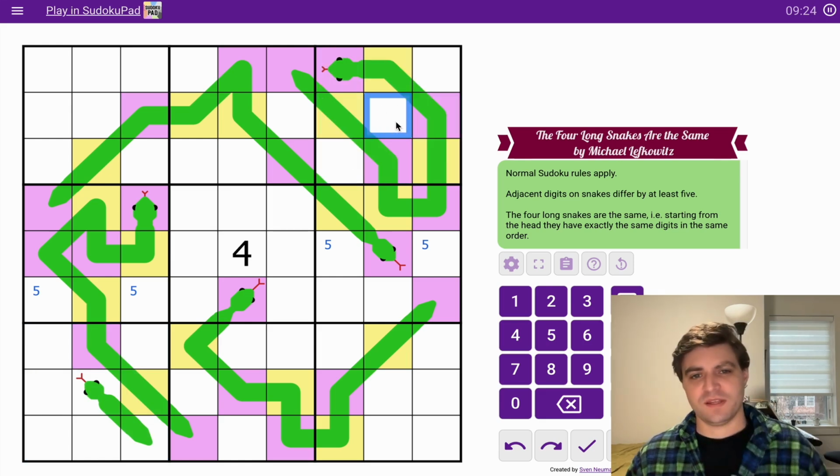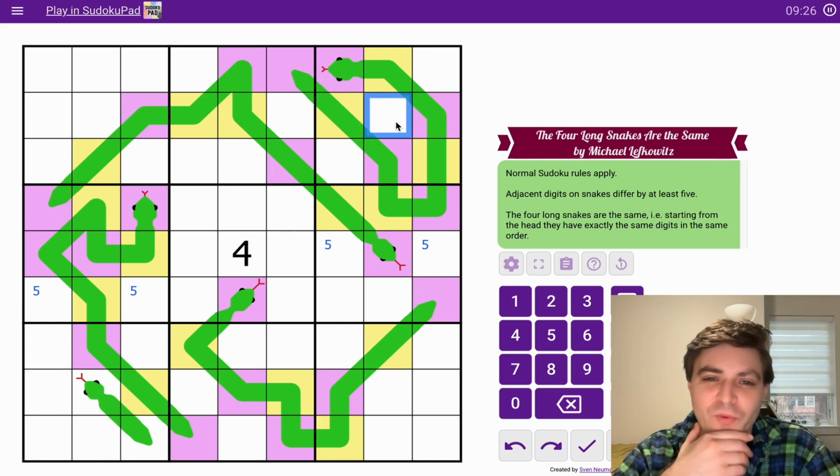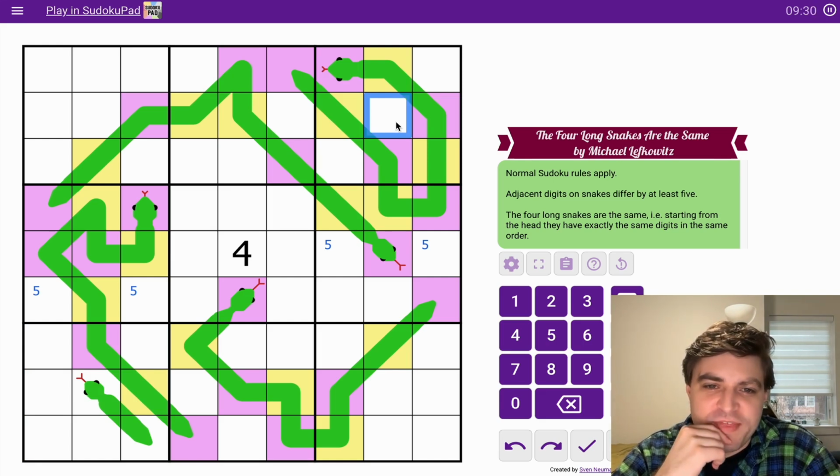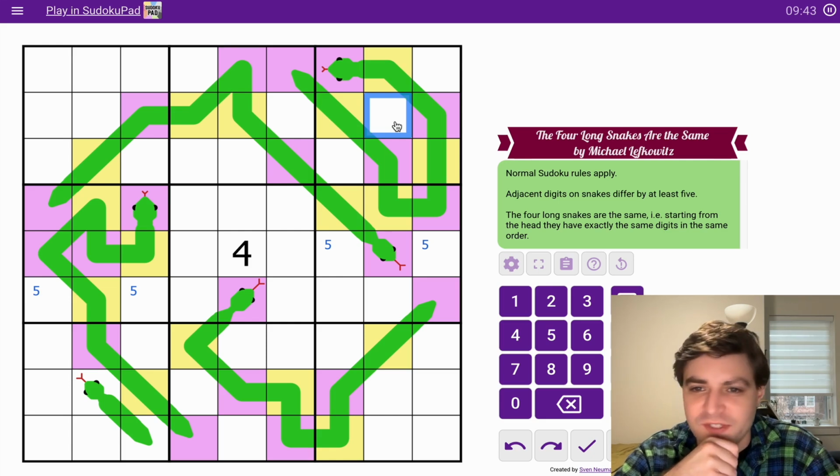We're almost 10 minutes into the puzzle. And I'm just sort of realizing, I'm just thinking about how to use the rules. This idea that the snakes have exactly the same ordering, mixed with the German whisper line rule, these snakes differ by at least 5 rule, is actually going to create a lot of complexity. And I have to figure out how to use that.